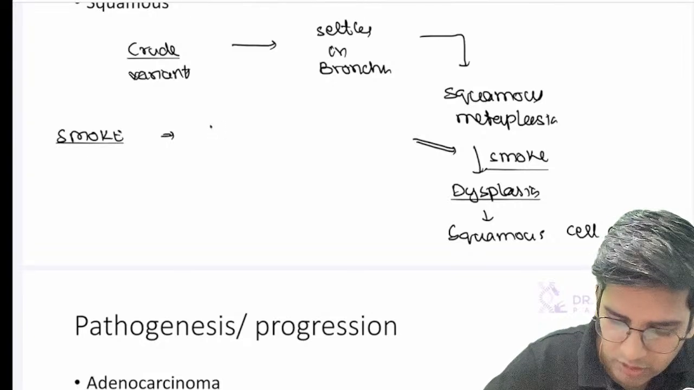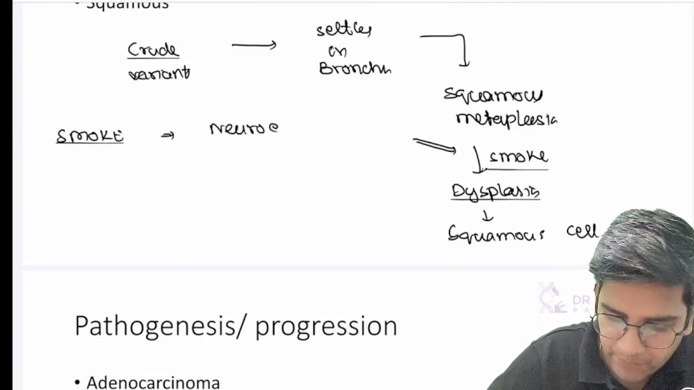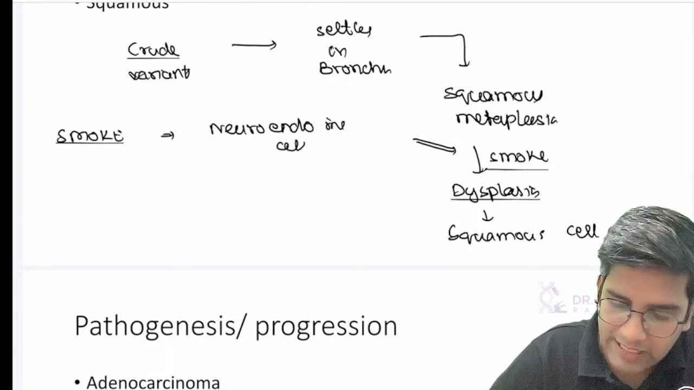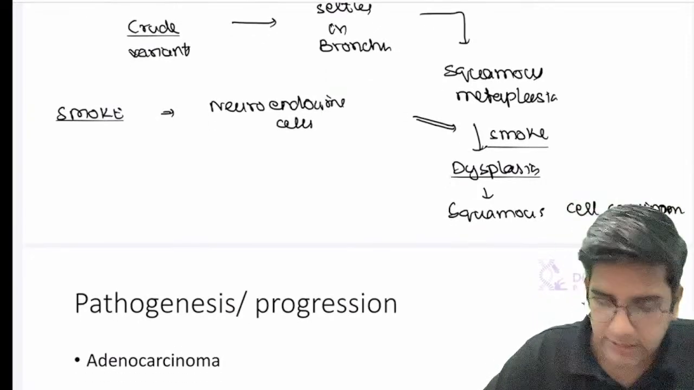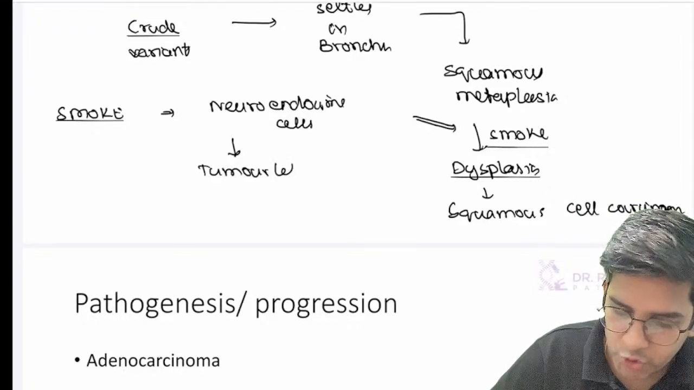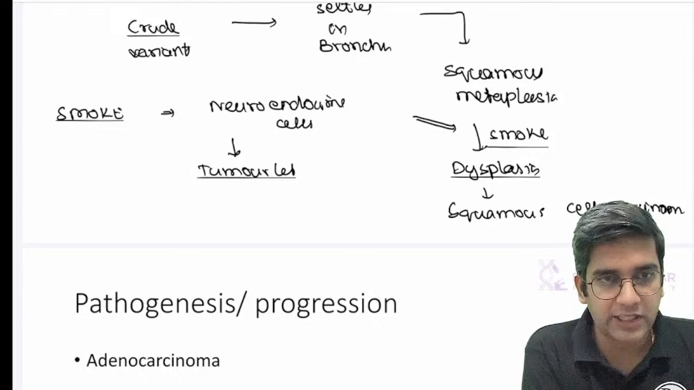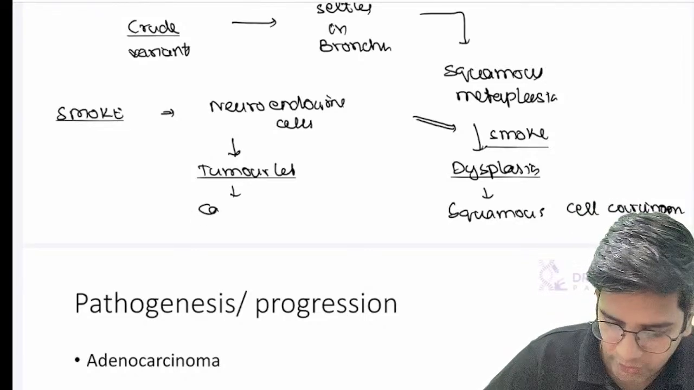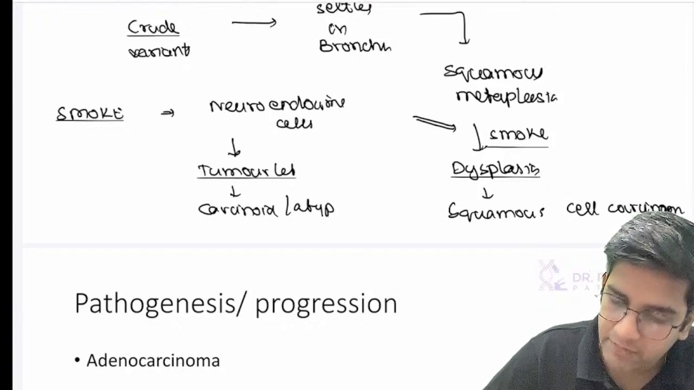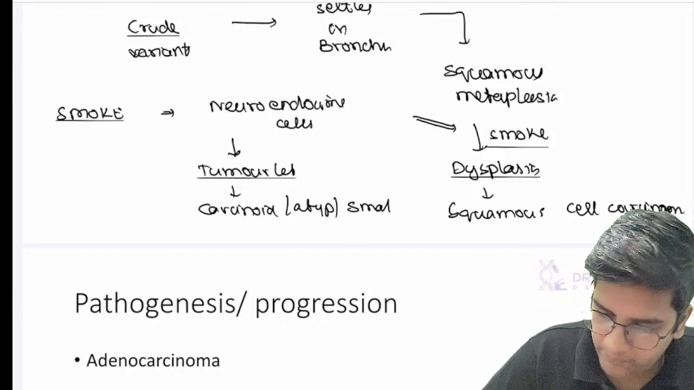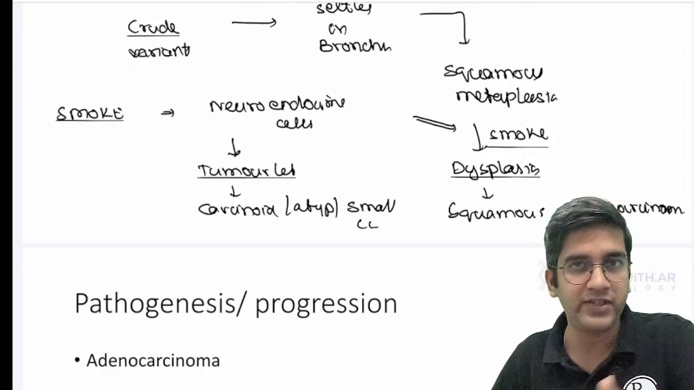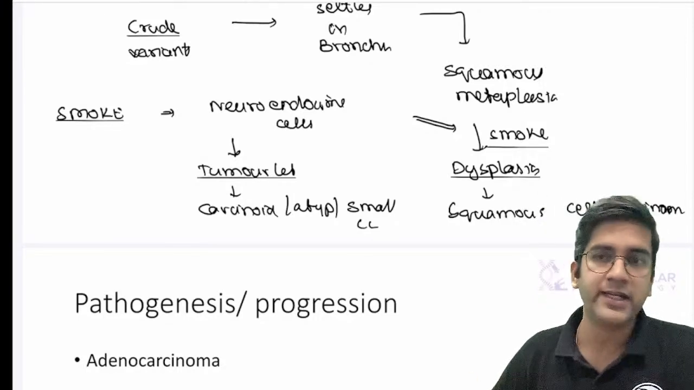Smoke converts a neuroendocrine cell, or the Clara cell, which is the neuroendocrine cell of the lung, to something called a tumorlet. Tumorlet is like the dysplasia of squamous cell carcinoma. From tumorlet, it becomes carcinoid, or it can become atypical carcinoid, or it can become your small cell carcinoma. Fine. Those are the grades of the tumor with more and more mutation. The final hit is P53. When P53 is gone, it becomes the highest grade carcinoma.